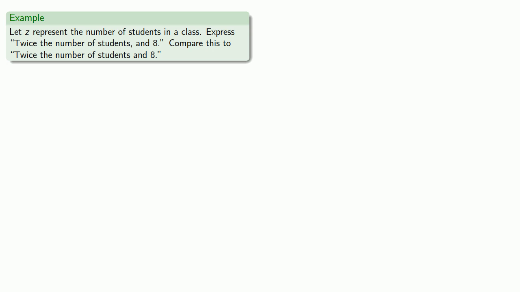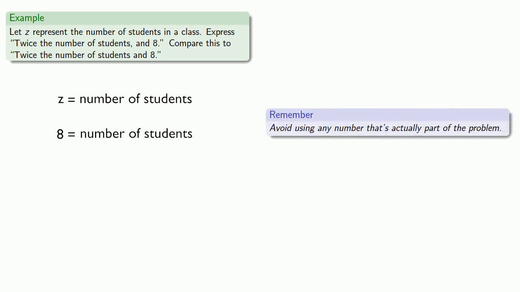This shows up in our algebraic expressions. So again, let z represent the number of students in a class. Let's express twice the number of students, comma, and 8, and compare this to twice the number of students and 8, no commas. So again, we'll let z be the number of students, and we'll pick some number of students. How about 8? Actually, 8 is a bad choice. As a general rule, you should avoid using any number that's actually part of the problem. And since 8 is part of the problem, as is 2, we don't want to choose either one of those. So let's pick, how about 10?